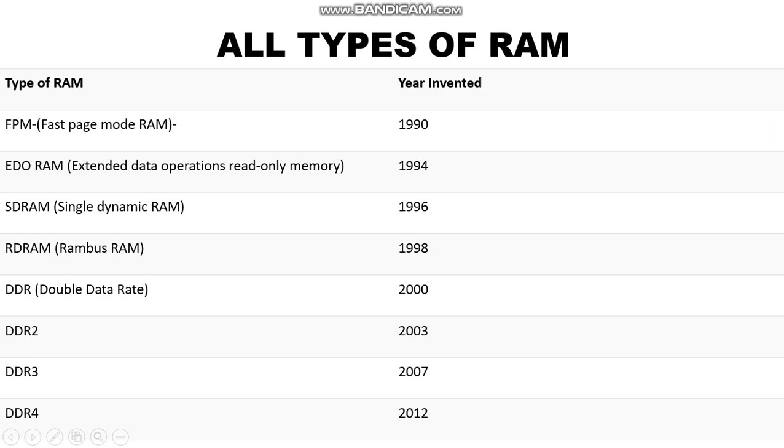All types of RAM. Types of RAM and year invented. FPM, Fast Page Mode RAM, 1990. EDO RAM, Extended Data Out RAM, invented in 1994. SDRAM, Synchronous Dynamic RAM, invented in 1996. RDRAM, Rambus RAM, 1998. DDR, Double Data Rate, invented in 2000. DDR2 invented in 2003, DDR3 invented in 2007, and DDR4 invented in 2012.